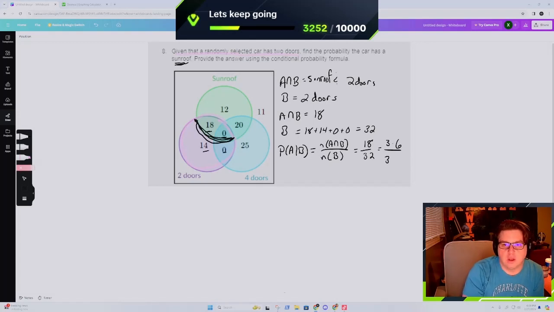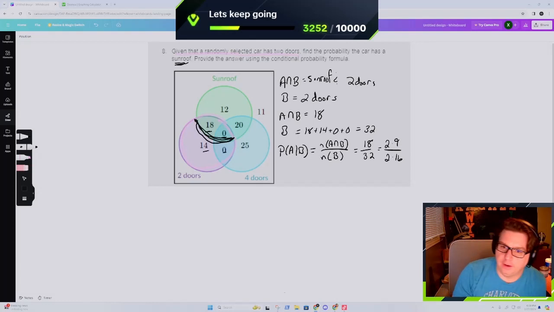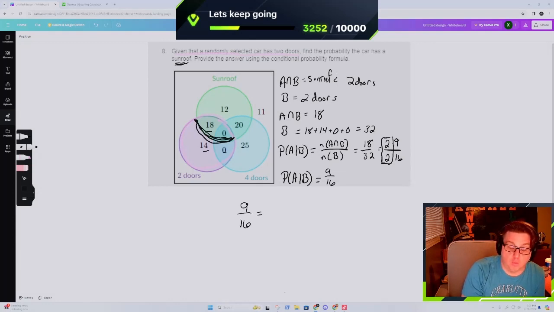How did you know that so fast? Because 3 divided by 3 is 1, and 2 divided by 3 you can't do. So I knew right away that 3 wasn't going to work. So let's do 2. 2 times 9, and then 2 times 16. Those are both workable. All right. So then I can 1 out the 2's, and I'm left with the probability of A given B comes into 9 over 16.